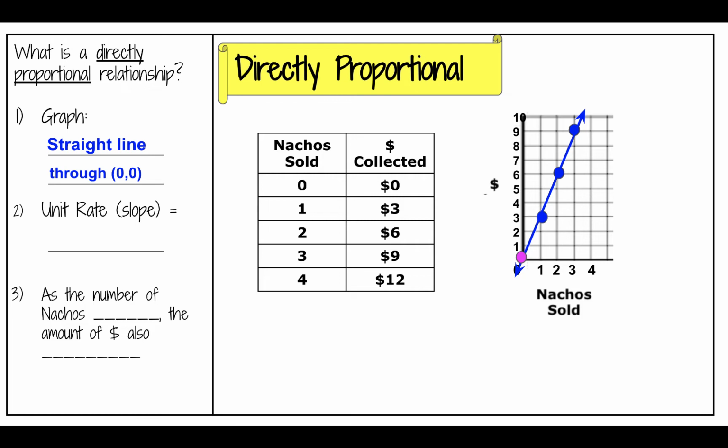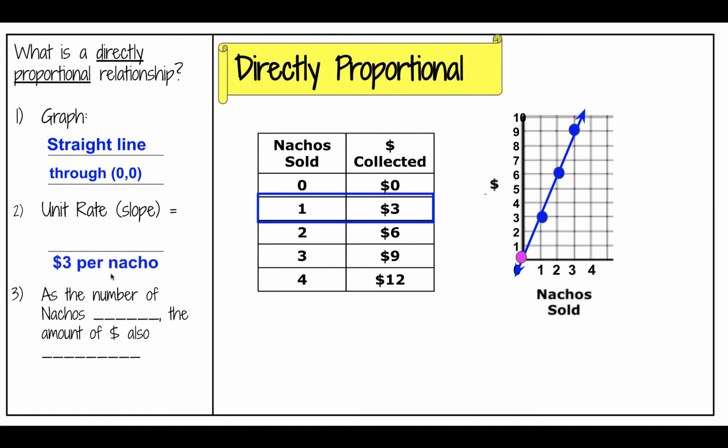So it's a straight line right through 0, 0. I just got to look at the picture. I could have a straight line, but it could be going through a different part on the coordinate plane. And that would make it not proportional. So it has to go right through the origin. I can also determine if 2 quantities are varying at the same rate by looking at a table. So going back to our table, focus on the $3 per nacho.